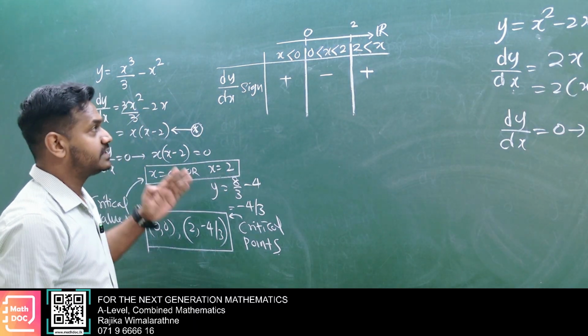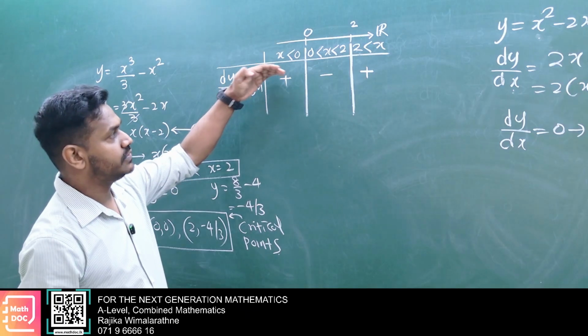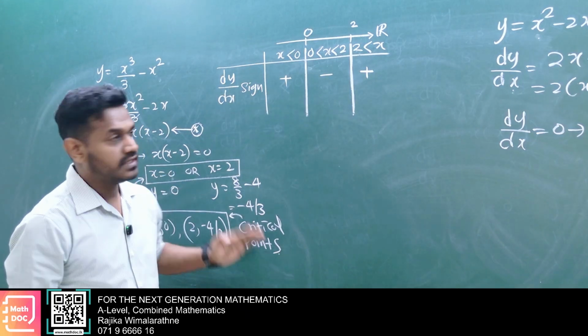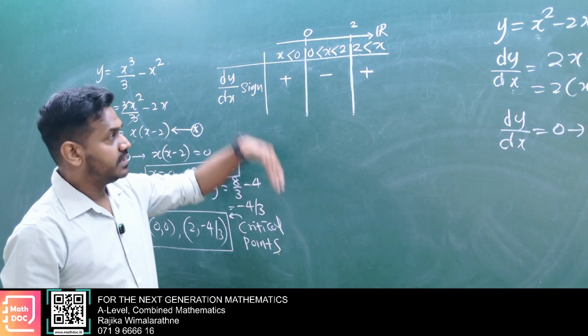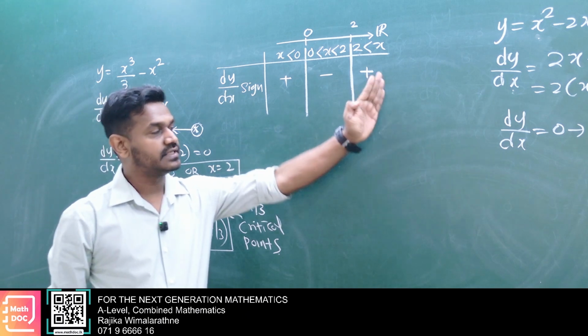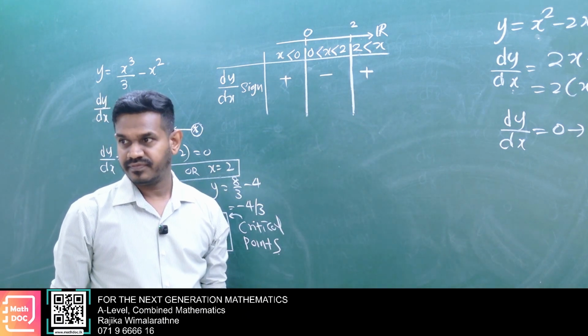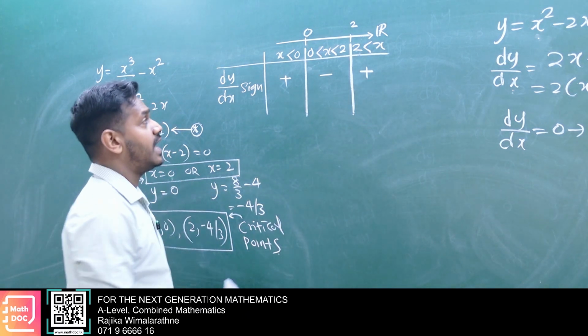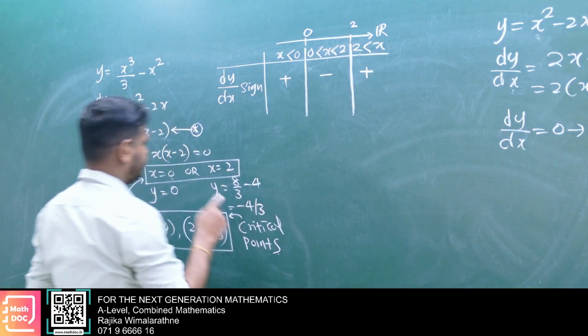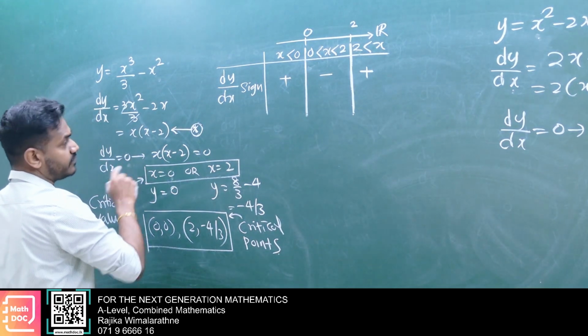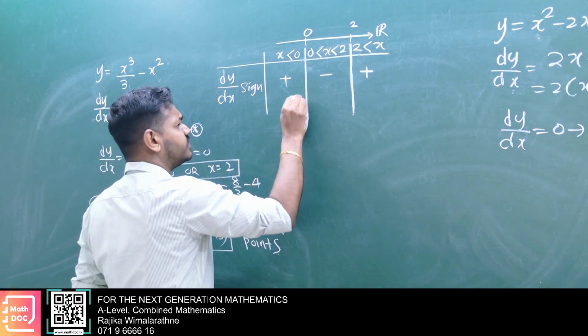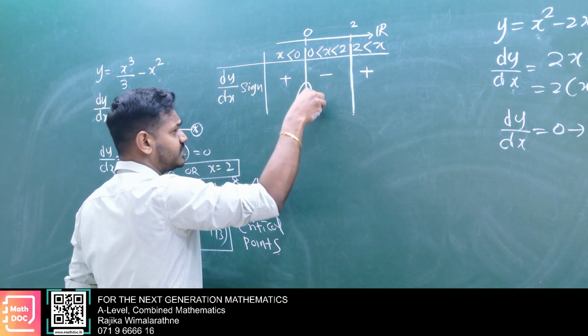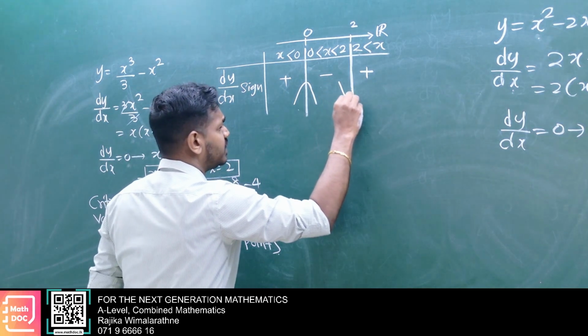Then the dy over dx variation, positive to negative variation, then maximum. Negative to positive variation, minimum. Then at 0 and at 2, derivatives are 0. Therefore, positive to negative variation, local maximum, here local minimum.